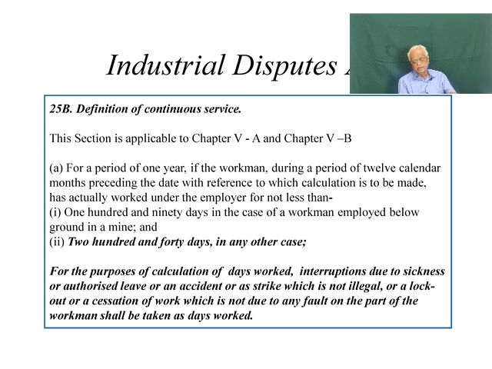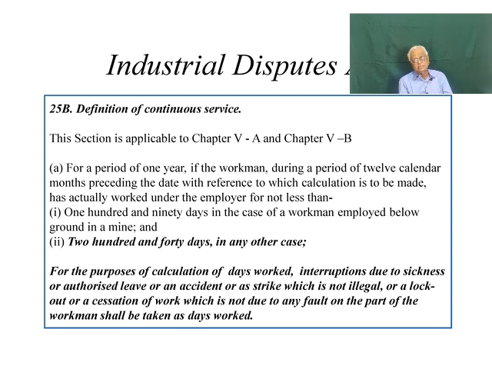Definition of continuous service has been defined for the purpose of payment of compensation under Chapter 5B and Chapter 5A. Here it is 240 days. 240 days is the actual work days by him in the previous 12 calendar months. Some exceptions are there: interruption due to sickness, unauthorized leave, or accident, a strike which is not illegal, a lockout which is not illegal, a cessation of work which is not due to fault on the part of the workman, shall be taken as days of work. So 240 days is a very, very important thing, because even in the courts of law, if a person has not worked for 240 previous days, he cannot raise a dispute at all. It will vanish. You must bear it in mind. The precondition for a valid dispute is 240 days work by him during the preceding 12 months.